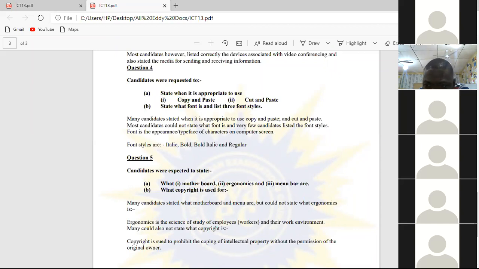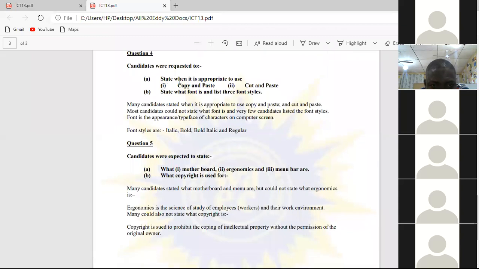What are we looking at? Font and these 3 font styles. Who can answer this question? Okay, let's continue. Kirk, read.